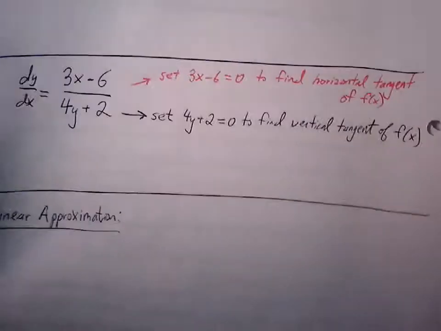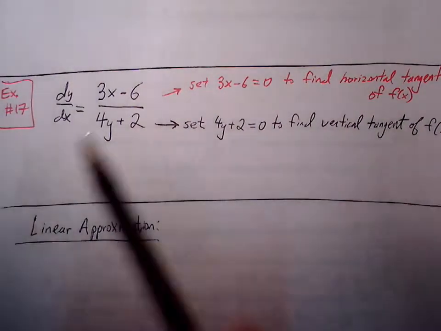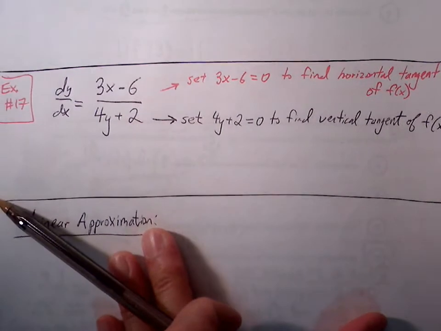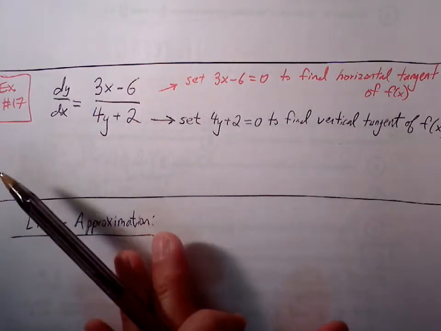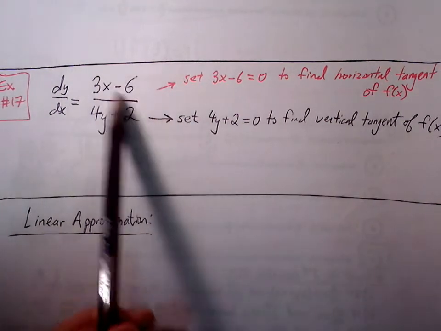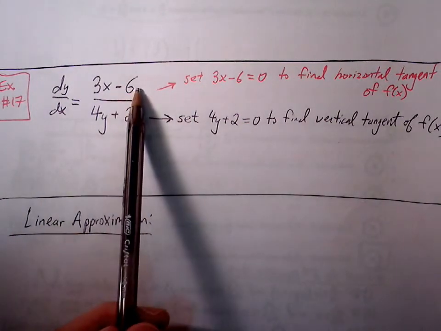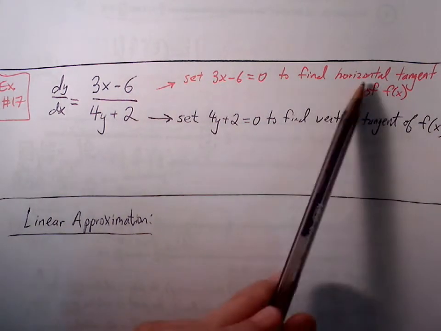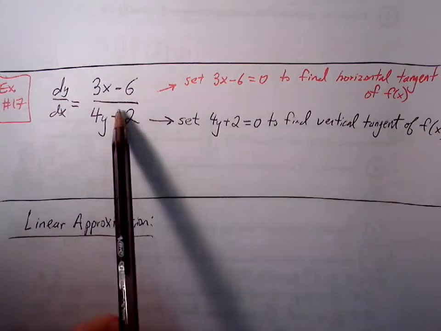So here's an example. Let's say dy/dx was (3x minus 6) over (4y plus 2). If I want to find where there's a horizontal tangent on the original function, then I'm going to take the numerator portion of my dy/dx, set it equal to 0 and solve for x, and that will tell me the location of a horizontal tangent.